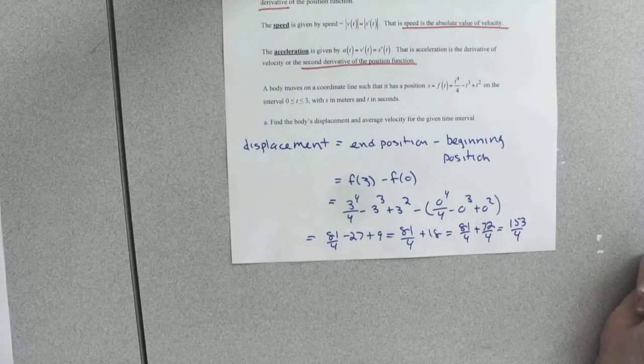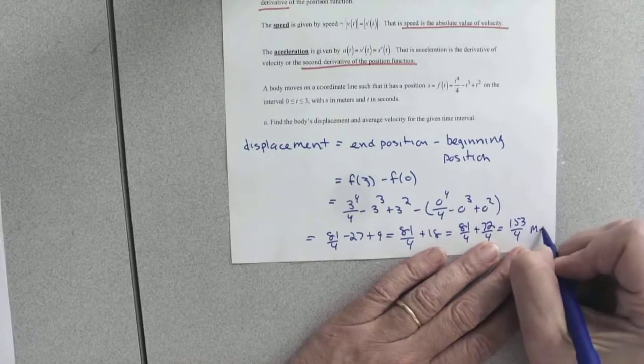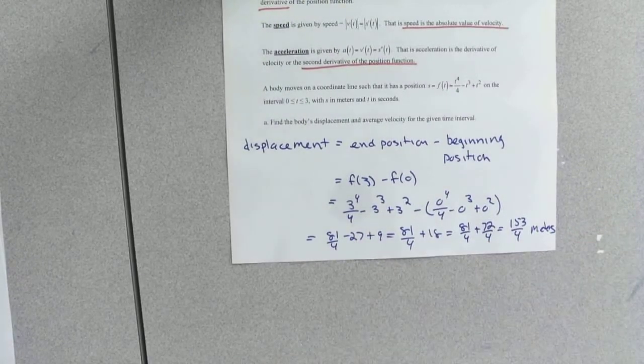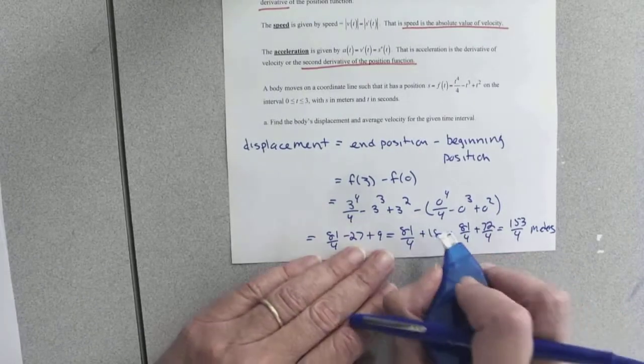And it said that we were measuring in meters. I don't much care about the units, but if you care about the units, it's meters. End position minus beginning position. And hopefully I did my arithmetic correctly there. No, I did not. This should be minus right here.